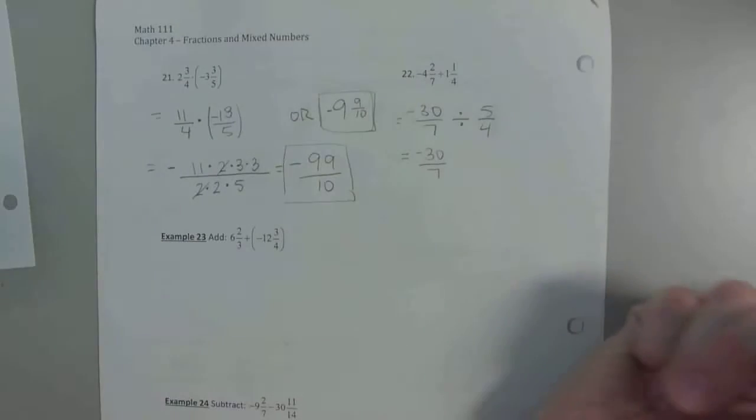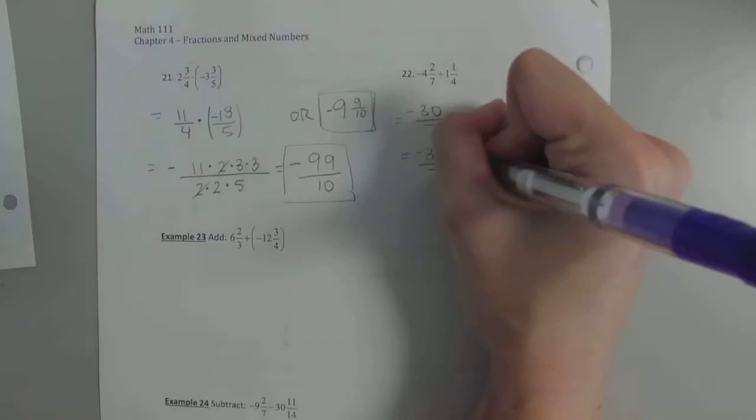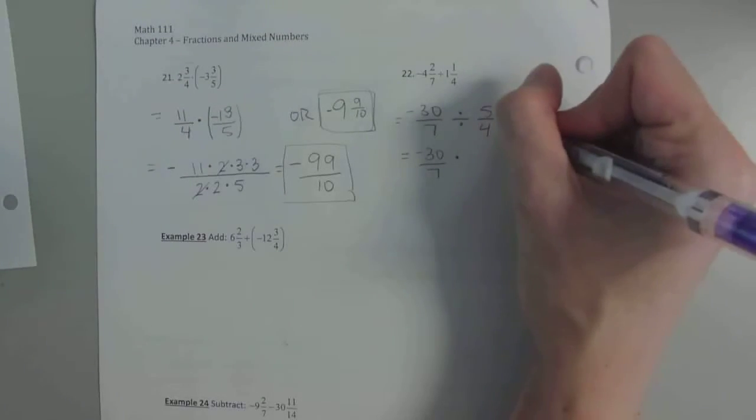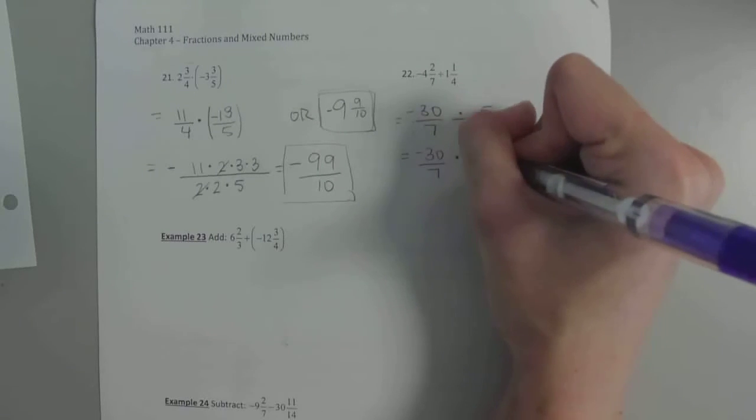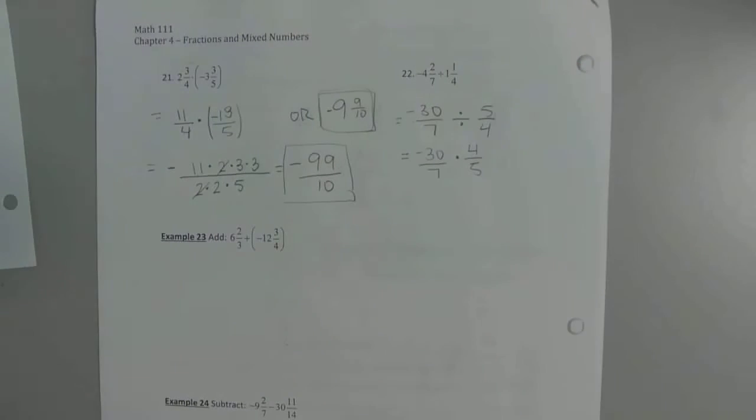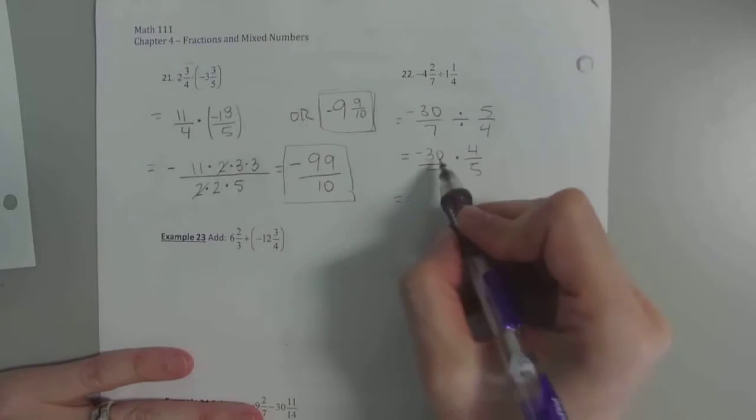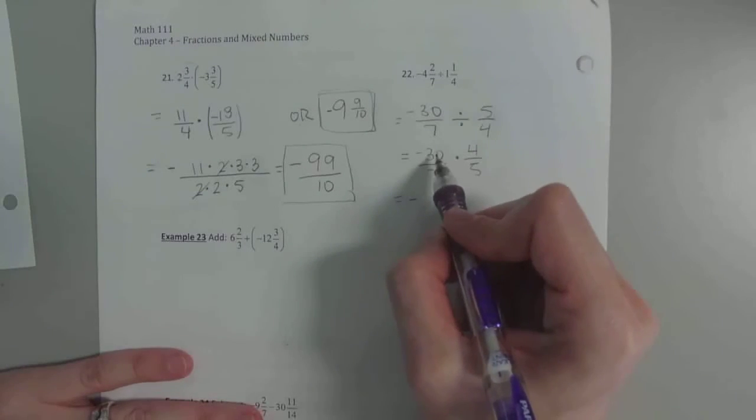The flip, right? So that first number, negative 30 over 7, always stays the same. And then we change it to multiplication and we flip the second fraction. So that will become 4/5. Again, I break it down way more than you need to. If you can look at it and know that 5 goes into 30 6 times and be done, that's fine. But I like to cover all bases.